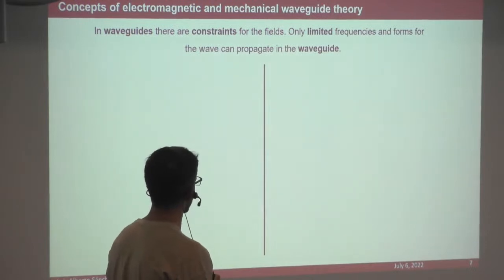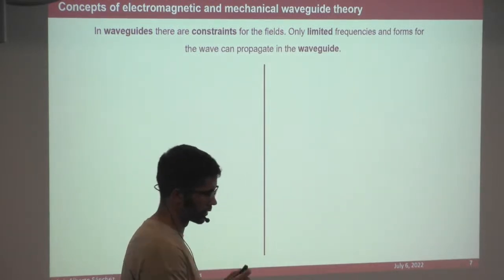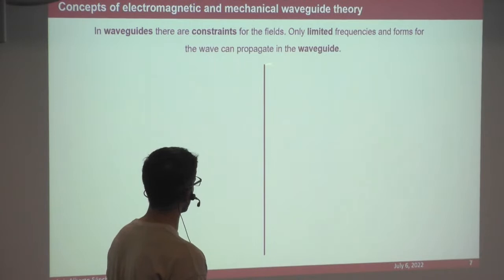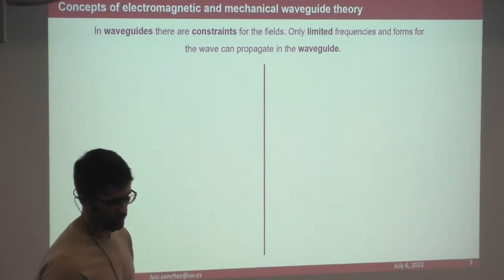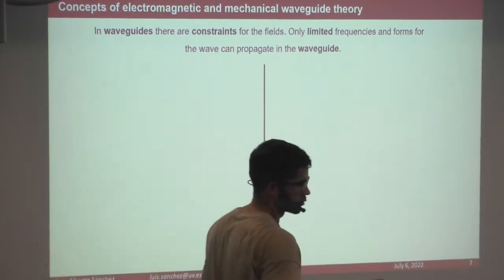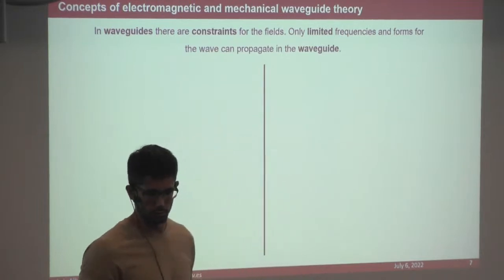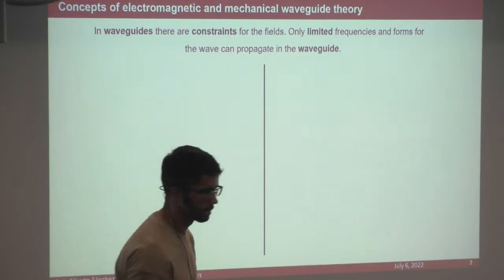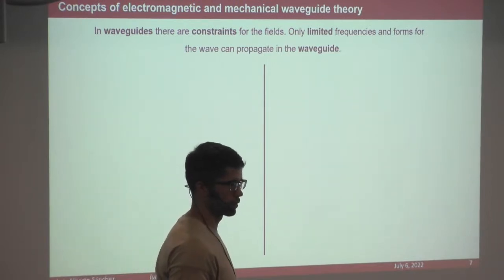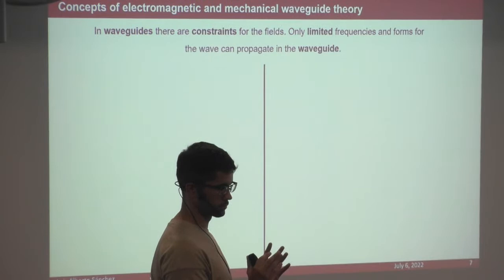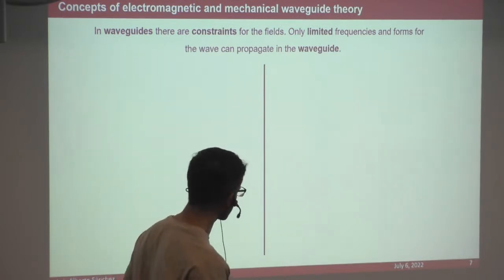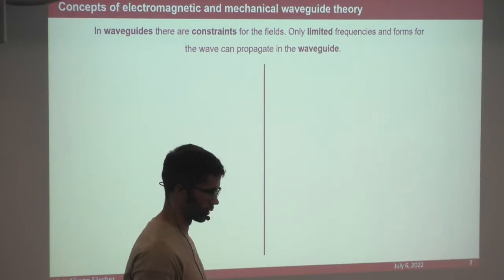In waveguides, we have constraints for these fields, both electromagnetic or mechanical waves. Only limited frequencies and forms of the wave can propagate in the waveguide. So let's think that instead of being in a field in the countryside, you are now in a corridor. In a corridor, you can only move in one direction. Also, let's say that this corridor is very narrow. You can only move in one direction, but also probably you need to adapt to the shape of that corridor.